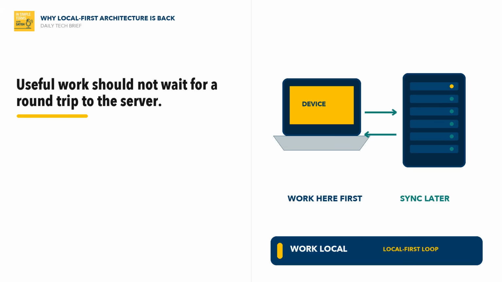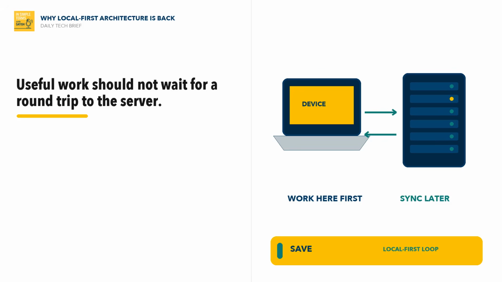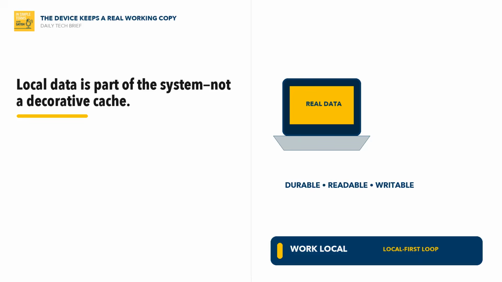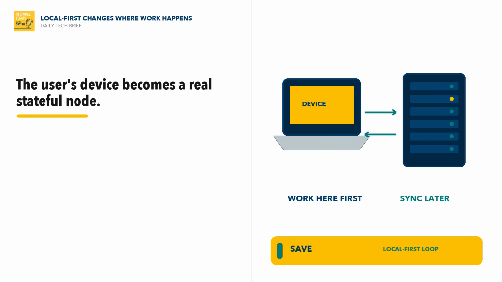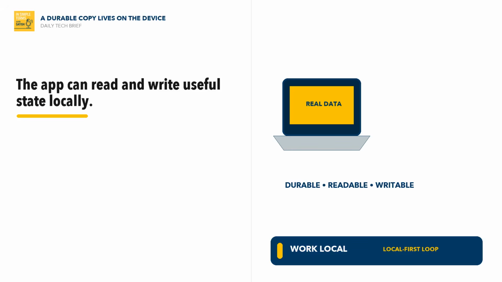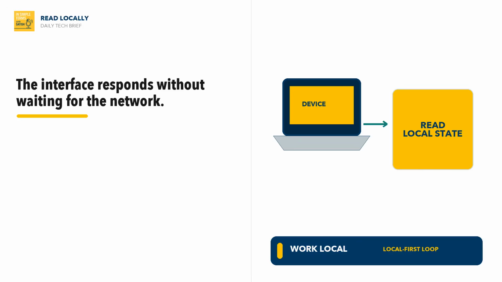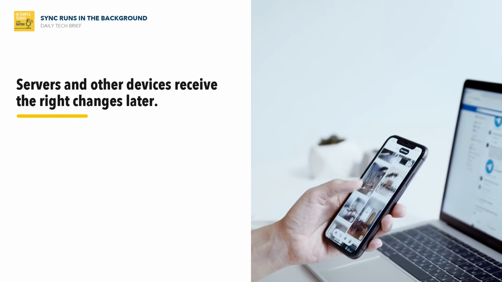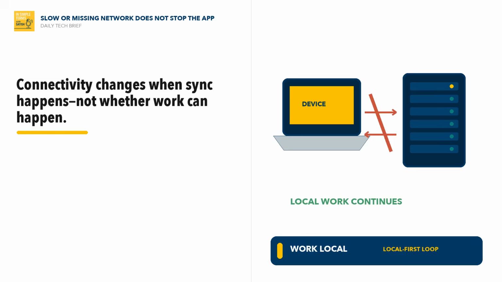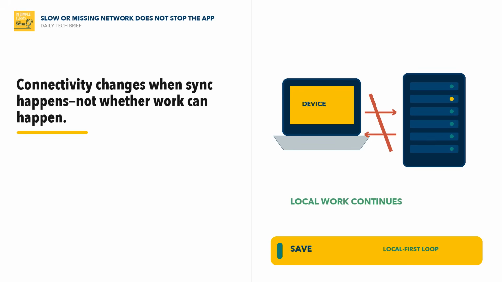Today we are talking about local first architecture and why it is back. Let us start with the technology first. Local first architecture is a way of building software where the user's device keeps a real working copy of useful data. The app can read locally, the app can often record changes locally. Then it syncs with servers and other devices in the background. So the app does not become useless the moment the network becomes slow, weak, or unavailable.